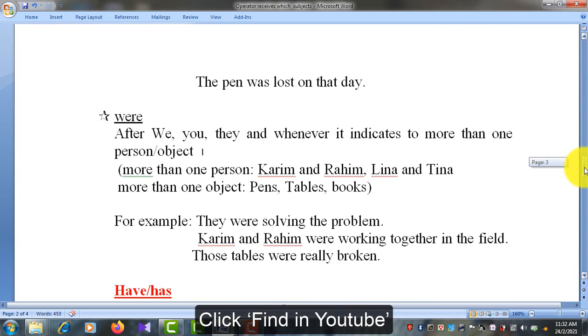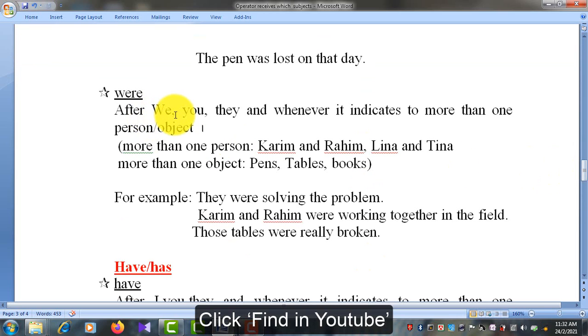Now where to use were? After we, you, they, and whenever it indicates to more than one person or object. More than one person means like Karim and Rahim, Lina and Tina. More than one object means like pens, tables, and books. For example, they were solving the problem.